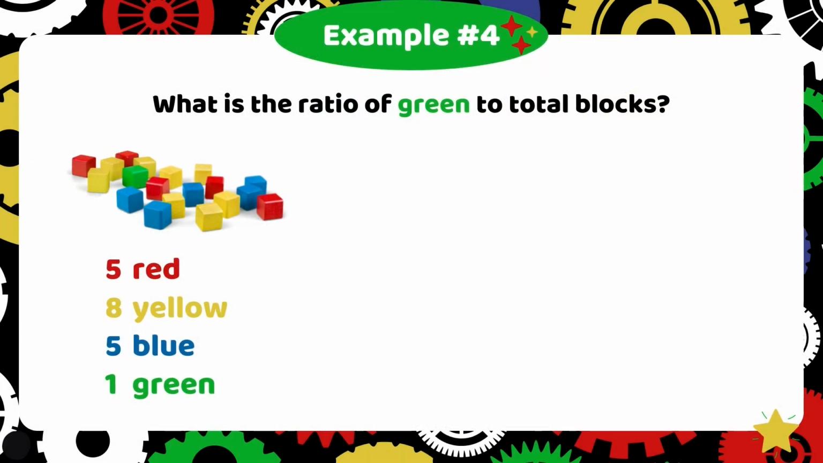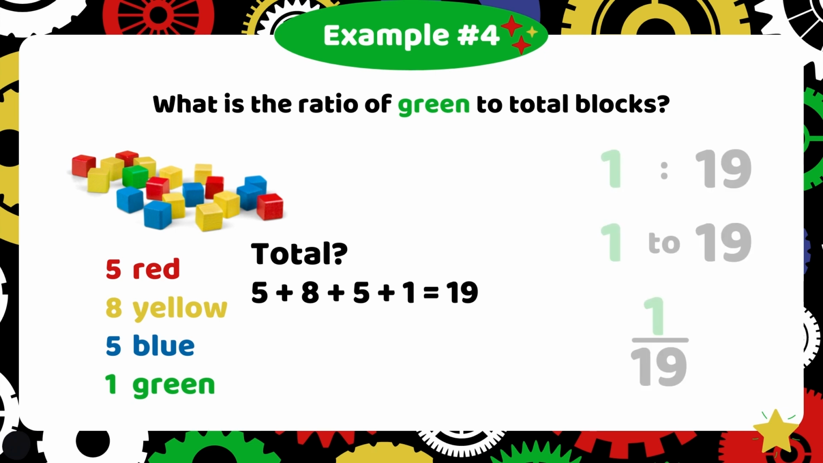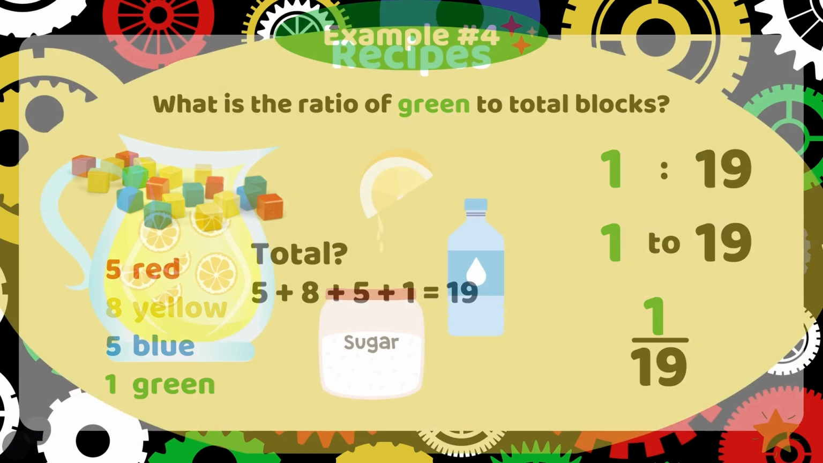Example number 4. What is the ratio of green blocks to total blocks? This one is a little bit different. All of the other examples have been part-to-part ratios. That means part of the group compared to another part of the group. This time we are comparing part of the group to the total group. So first we have to add up the total blocks. So we can add up all the blocks, 5 plus 8 plus 5 plus 1, which is 19. And then we can write the ratios in 3 different ways. Green to total is 1 to 19.